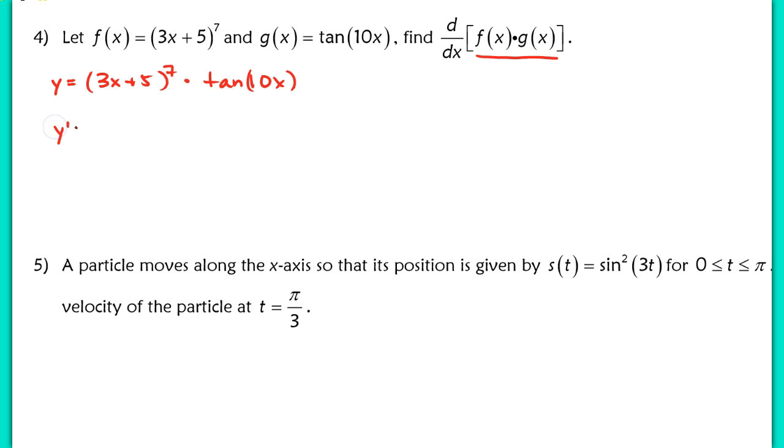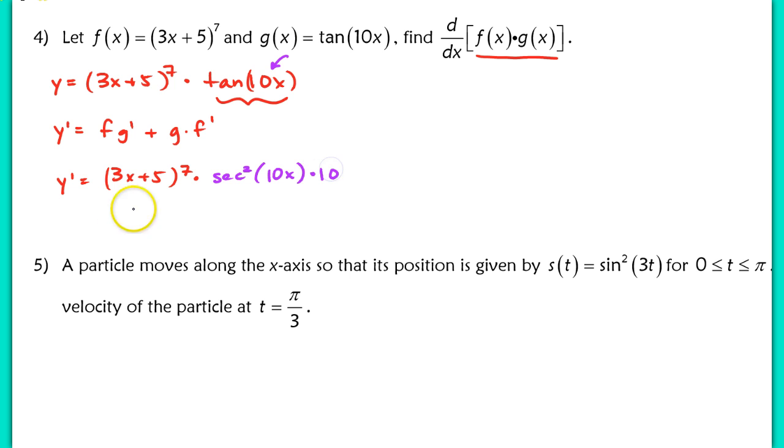So the derivative of y with respect to x, if we are just using our product rule here, would be f times g prime plus g times f prime. Okay, so that's what we'll have to work on. The first thing we want to do is just take (3x + 5) raised to the 7th power, and then we'll multiply that by the derivative of the tangent of 10x. So remember, when you take the derivative of the tangent of something, that will give you secant squared of that something, so secant squared of 10x. Then we differentiate the inside, so that's just 10. Okay, so this is our first part, f times g prime.